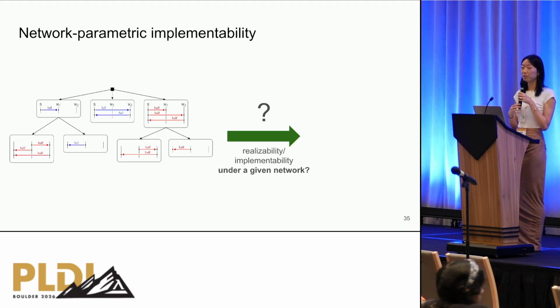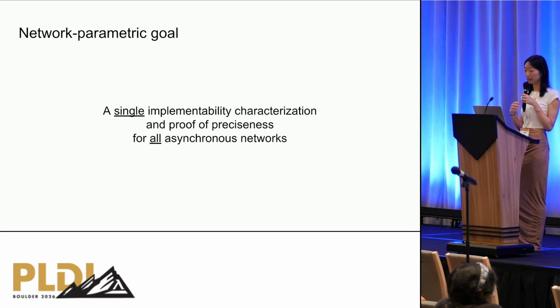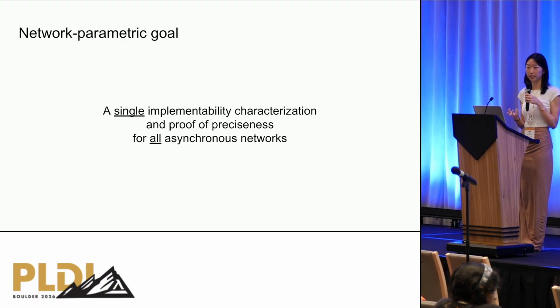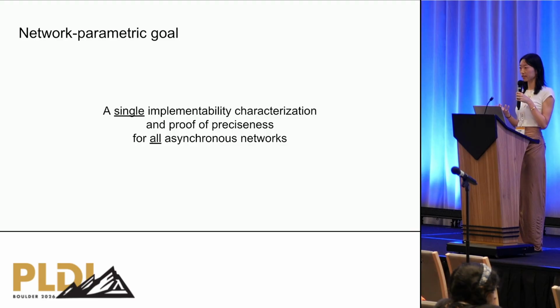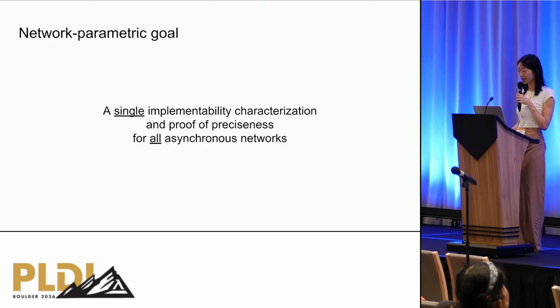Hopefully, these examples make it clear that the question of implementability should be considered to be parametric in a choice of network, or on a set of network assumptions. And our goal in this work was to propose a single characterization of implementability and a proof of its preciseness that reasons about all different asynchronous networks at the same time.